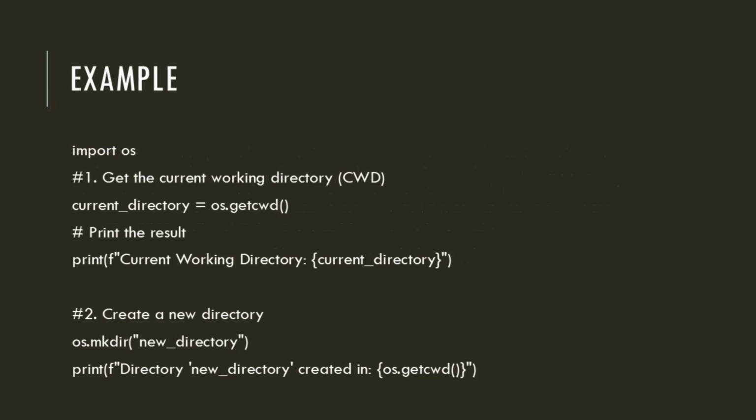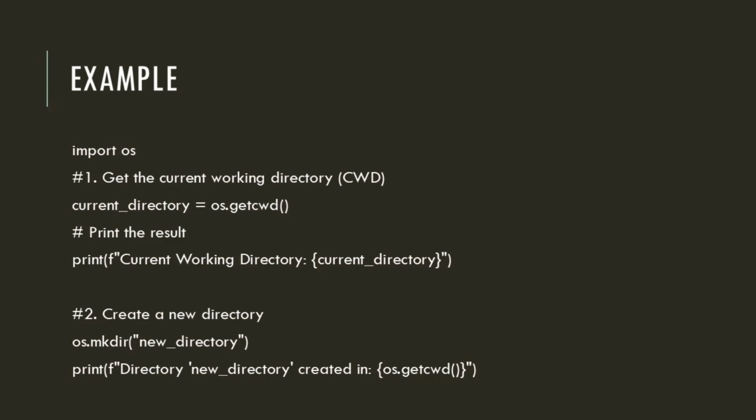Example, import os. First example, get the current working directory. Current working directory equal to os.getcwd(). Print f-string, current working directory, current directory.